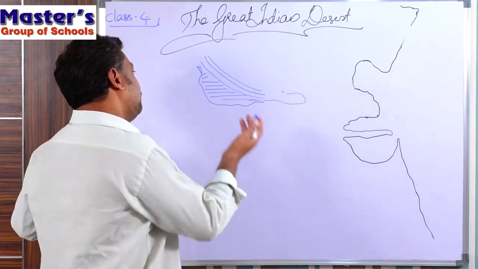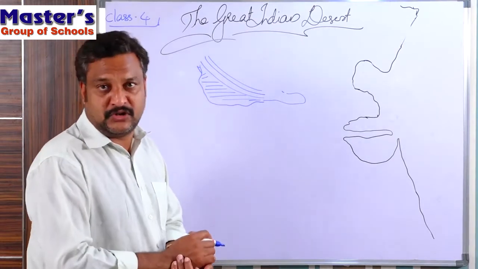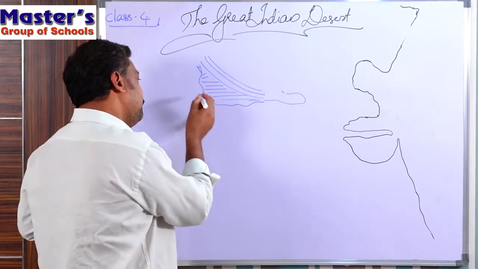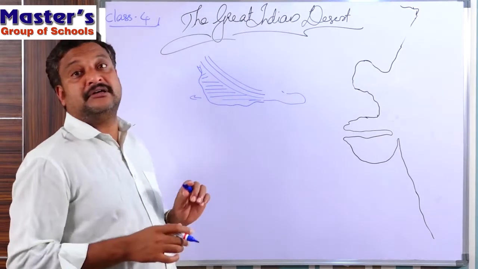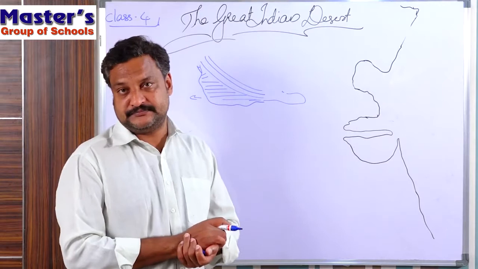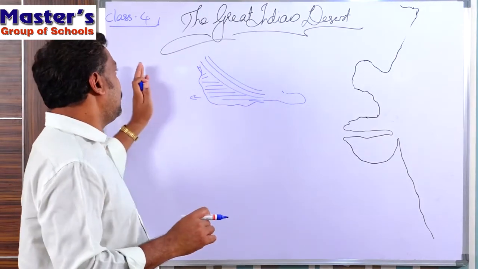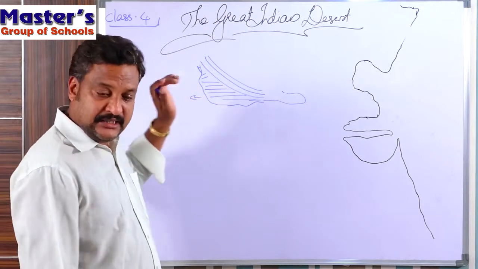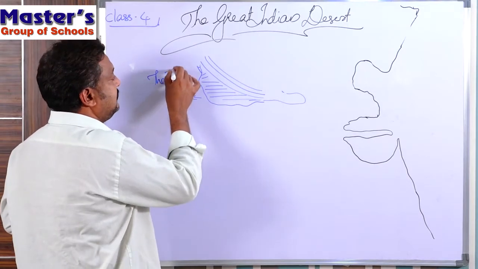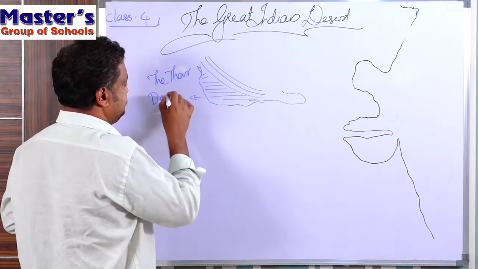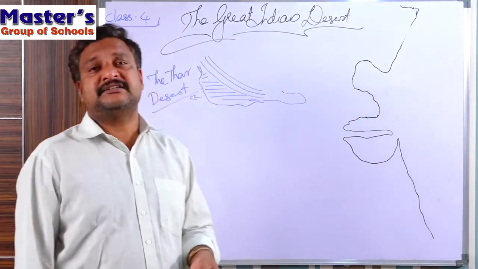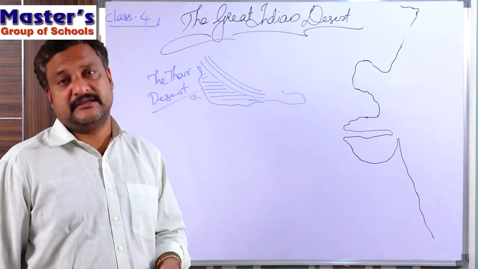Now, to the west of this particular northern plains, this is the northern plains. To the west of this, we have the Great Indian Desert, the driest land area in India. It is also known as the Thar Desert. What do we call that? Either the Great Indian Desert or the Thar Desert.